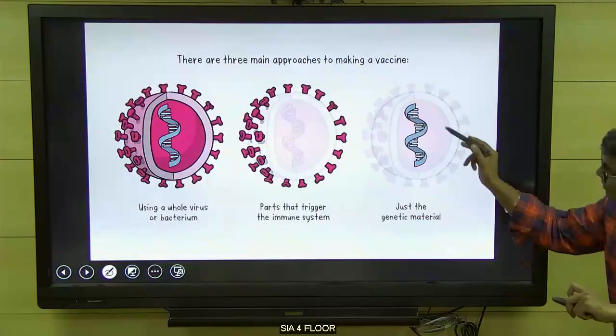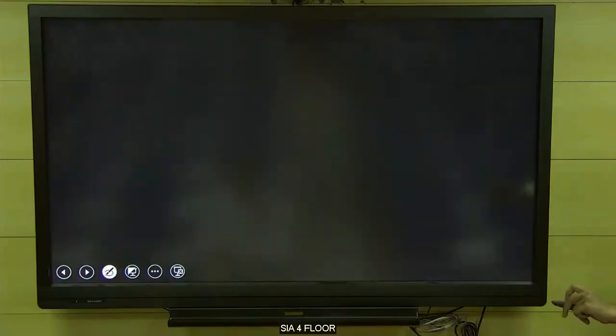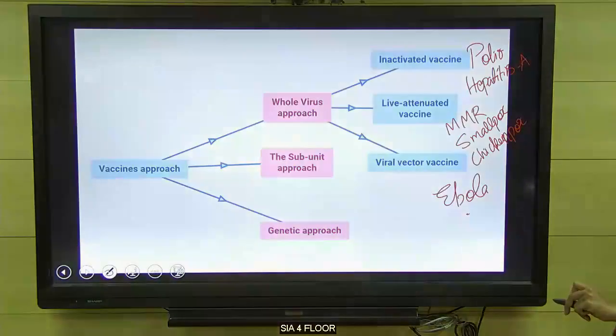Next, we are going to talk about the subunit approach. That is, only the protein is going to be carried. That's called the subunit approach. Only specific parts of a virus or bacteria or any other infecting organism are delivered to the body through the subunit approach.